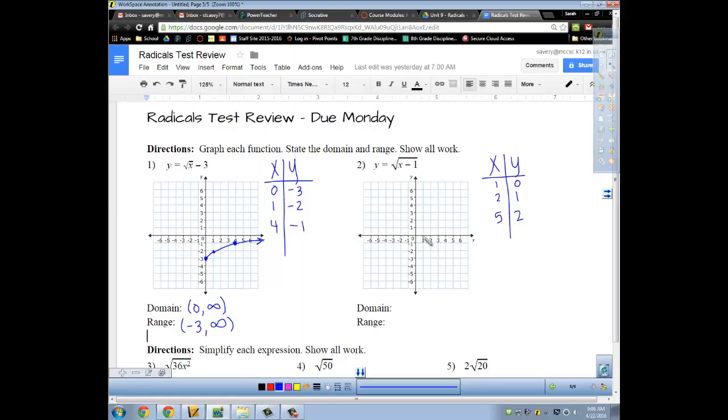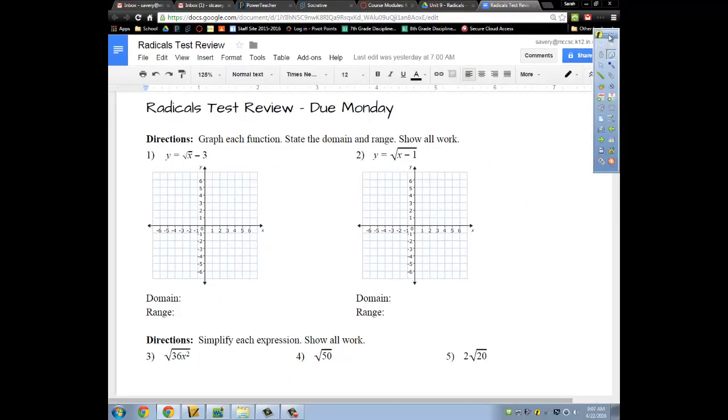So I'll plot the points 1, 0, 2, 1, and 5, 2. So it's going to look like that. So the domain, the furthest left point was 1, and it goes to infinity. And my range, the lowest point was 0, and again goes up to infinity.